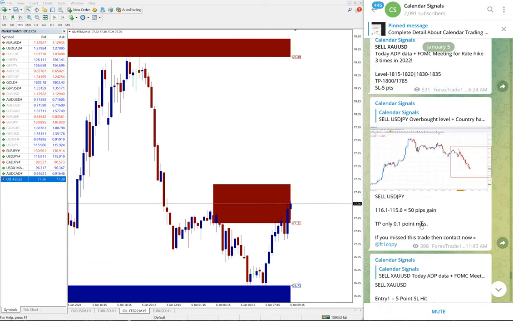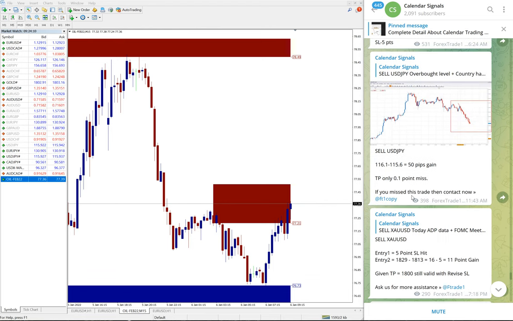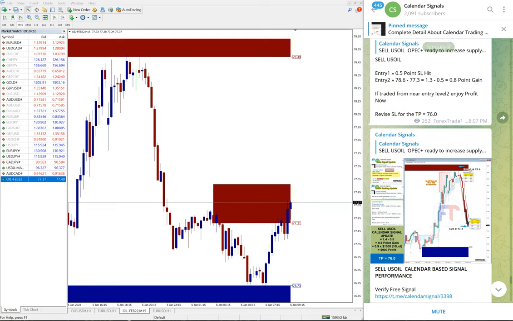Then the next signal we given is sell USDJPY. The reason is overbought level. Country has put hand to stop devaluation of currencies against dollar. So based on this we given sell USDJPY, and this is the live update during that time, 11:43 a.m. GMT, we have shown the live update.